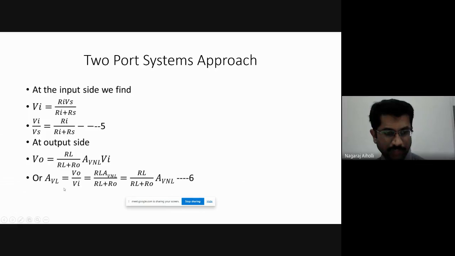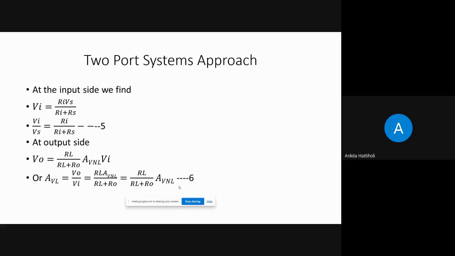Just note down this equation. AVL is equal to V naught by Vi, that is equal to RL by RL plus R naught into AVNL. Equation 6. Note down this equation. Did you note down this equation? Last time you already noted down, just I can refer to that. Is it taken? Yes, sir.